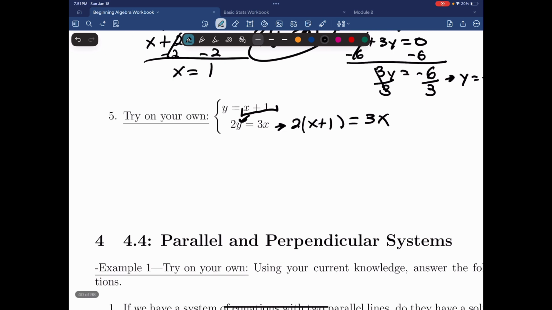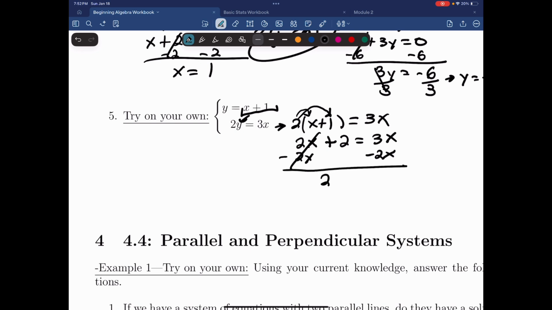So now we're going to solve for x. And to do so, I'm going to start by distributing in that 2. So we get 2 times x, which is 2x, and 2 times 1, which is 2. And then we set that equal to 3x. And now I'm going to start off by subtracting 2x on both sides. So we get 2 equals 3x minus 2x, which is just 1x, so we get x. So x equals 2.